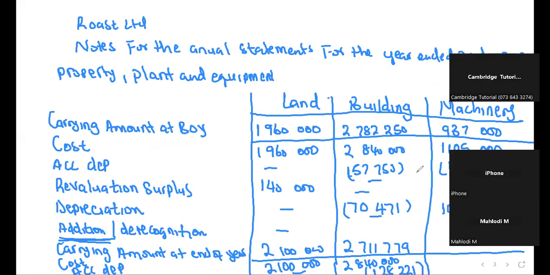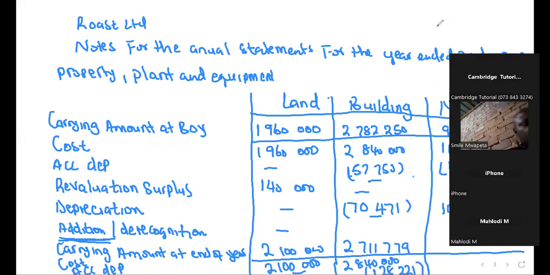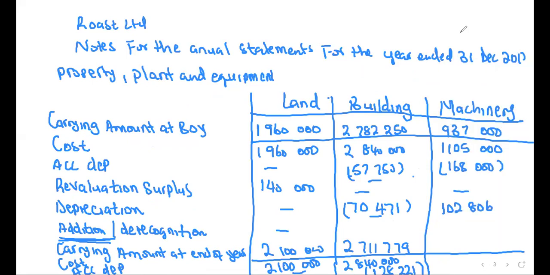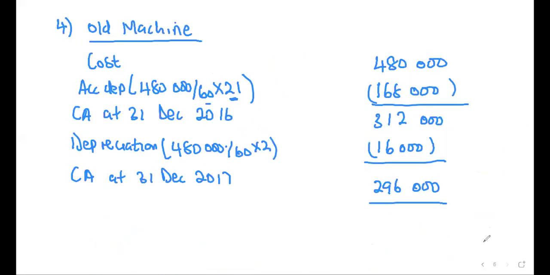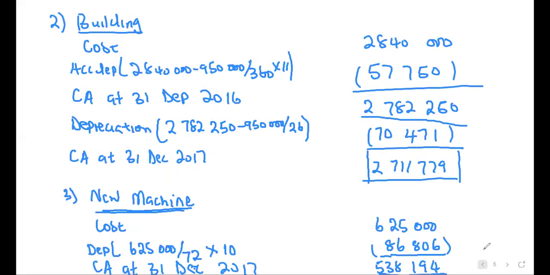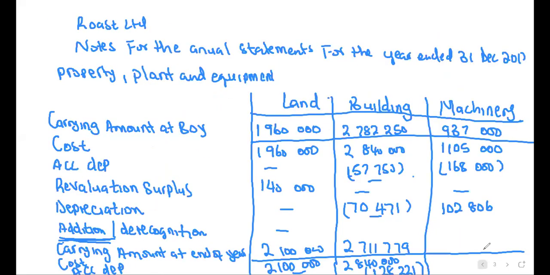Remember the old machine was sold, right? Yeah, derecognition. Yeah, we derecognize the old machine. So you derecognize at carrying amount. So which means we just go to our carrying amount and derecognize 296. So we just come here and derecognize, this is depreciation. Then we derecognize 296,000.